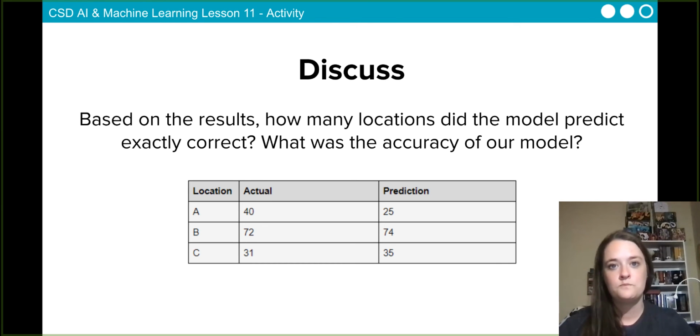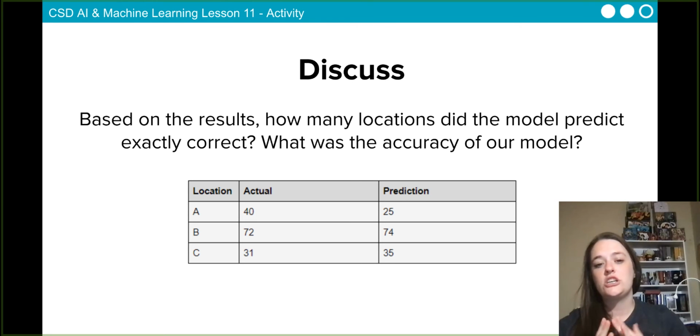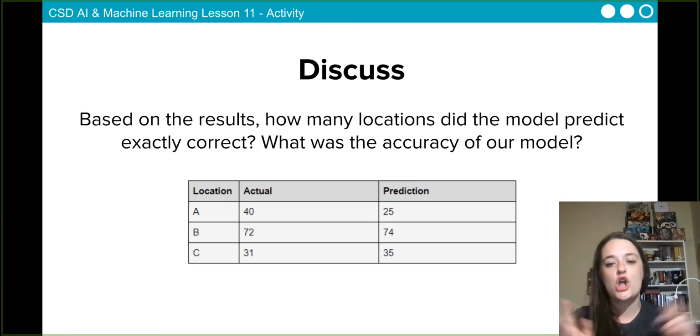All right. Now, we should consider if it is close enough. I would say location A is not close enough. I think location B and location C are close enough, mainly because the actual number of zombies was less than the predicted number of zombies. So it's better to be lower.